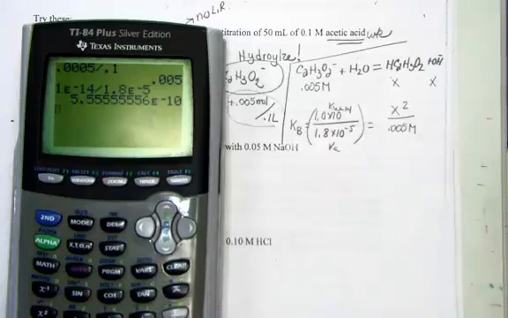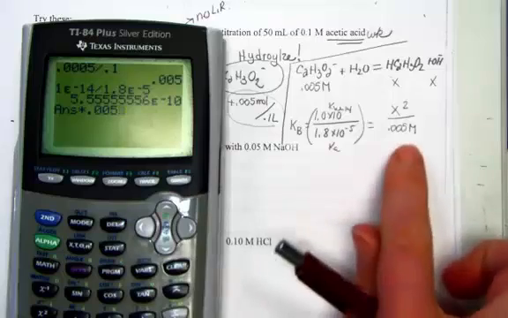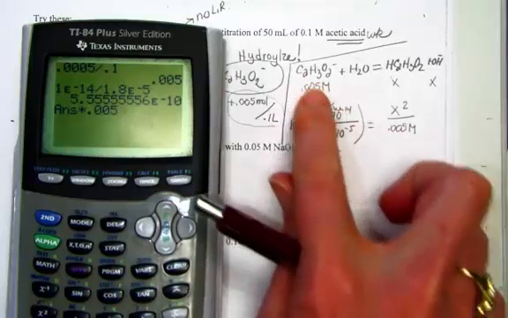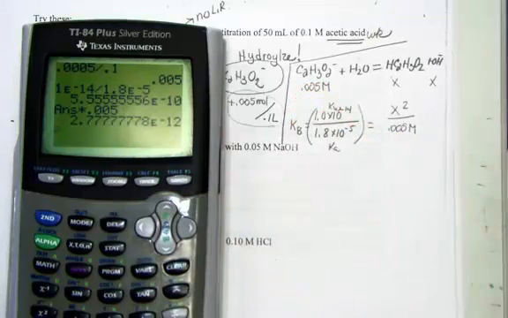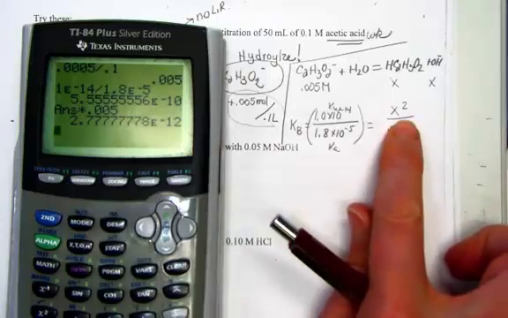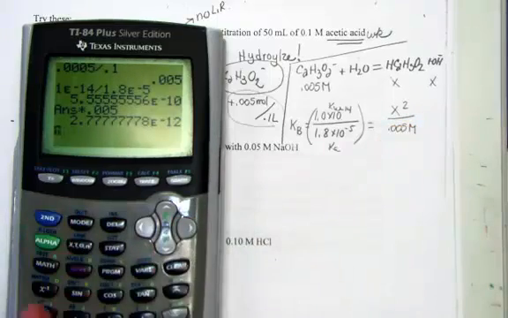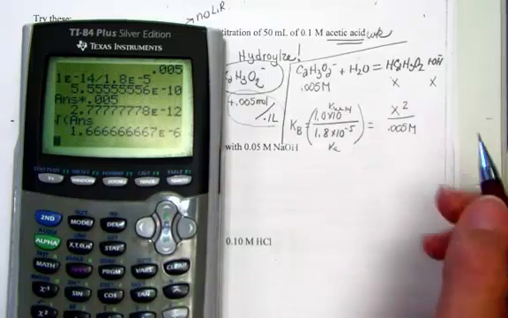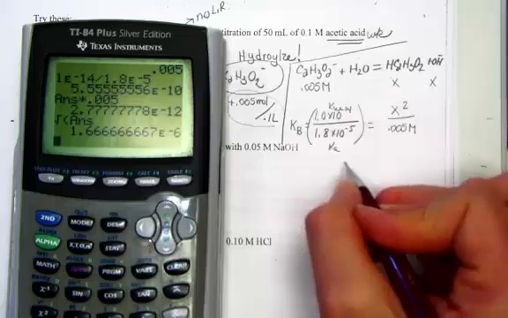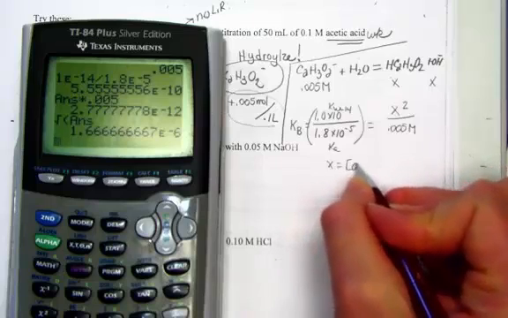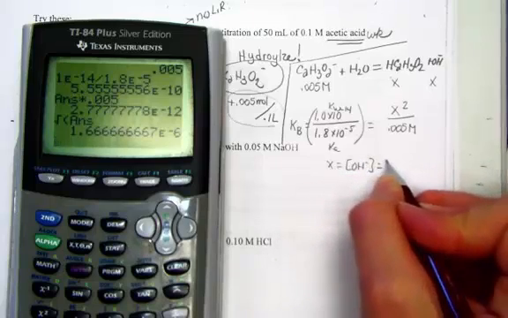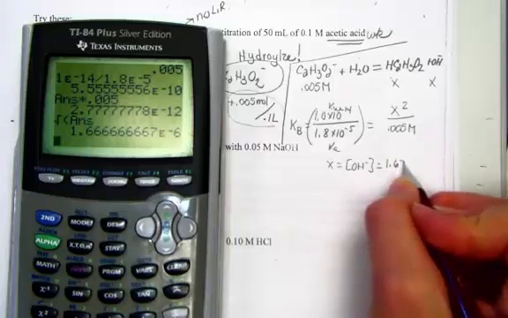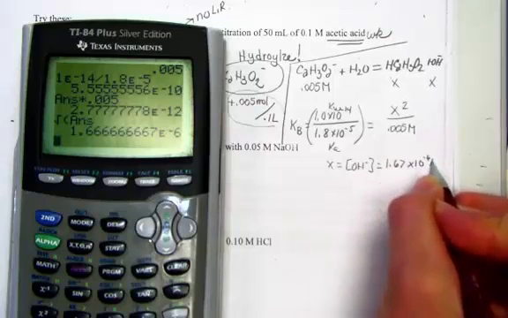We'll cross multiply with times 0.005, the molarity of our acetate solution. That's equal to x squared. So square root my answer, and we're finding x equal to 1.67 times 10 to the negative 6th. Remember, that's the value of hydroxide. We are in a Kb, a base equilibrium.